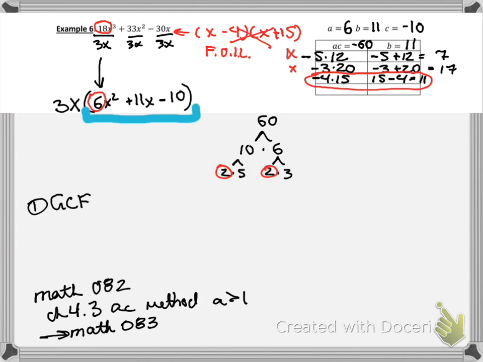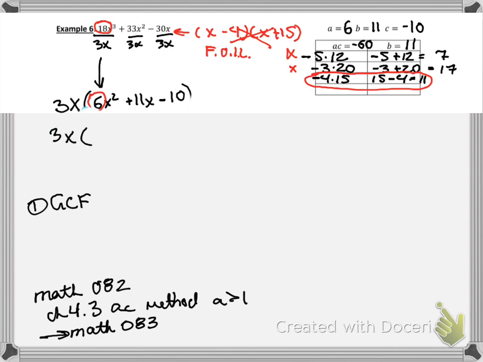Okay? So what we have to do instead is that we have to use our rewriting and then factoring by grouping technique. So as I do this, I'm going to go through and try to make sure that I write out this 3x because it's still part of the problem even if it's not part of the AC method. So I'm going to have 6x squared, and then I'm going to be rewriting 11x as the sum of negative 4x and 15x. And then we'll finish off, bring down the negative 10.